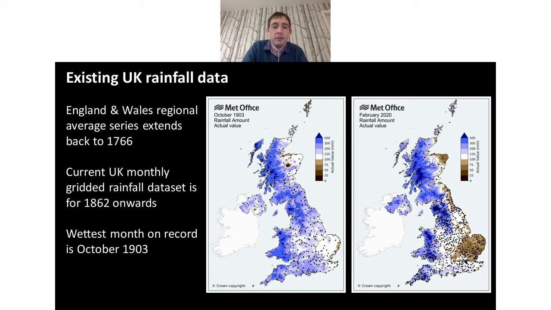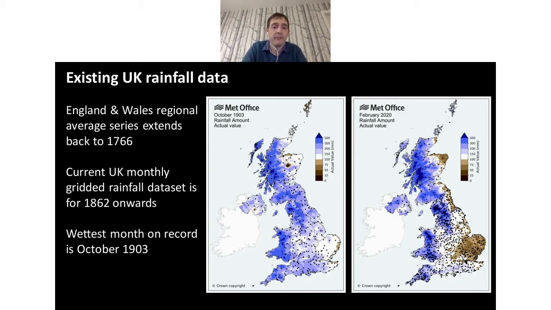And so at the moment we have rainfall series which go back to 1766, and that's all England and Wales average. So that kind of represents the average rainfall over England and Wales. So it's a very long record, it goes back a very long way, but it doesn't give us any spatial detail about where that rain fell.